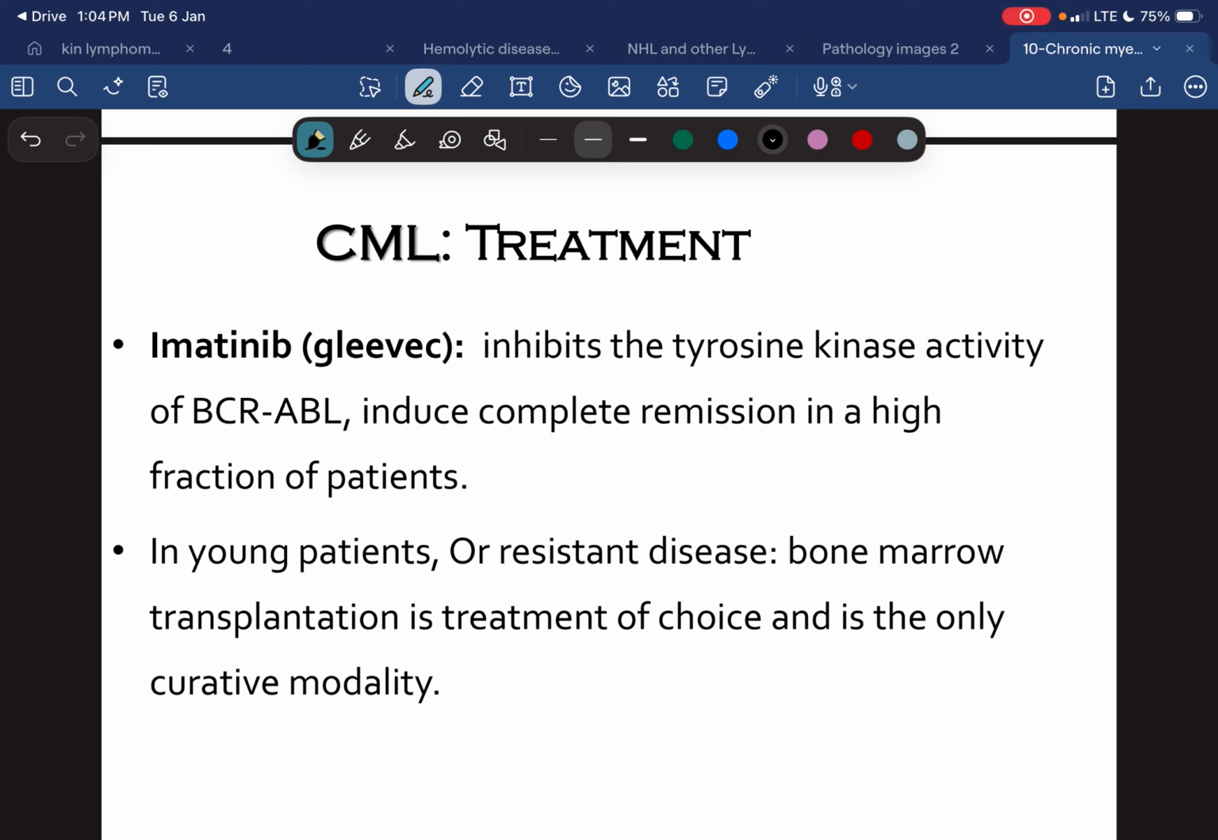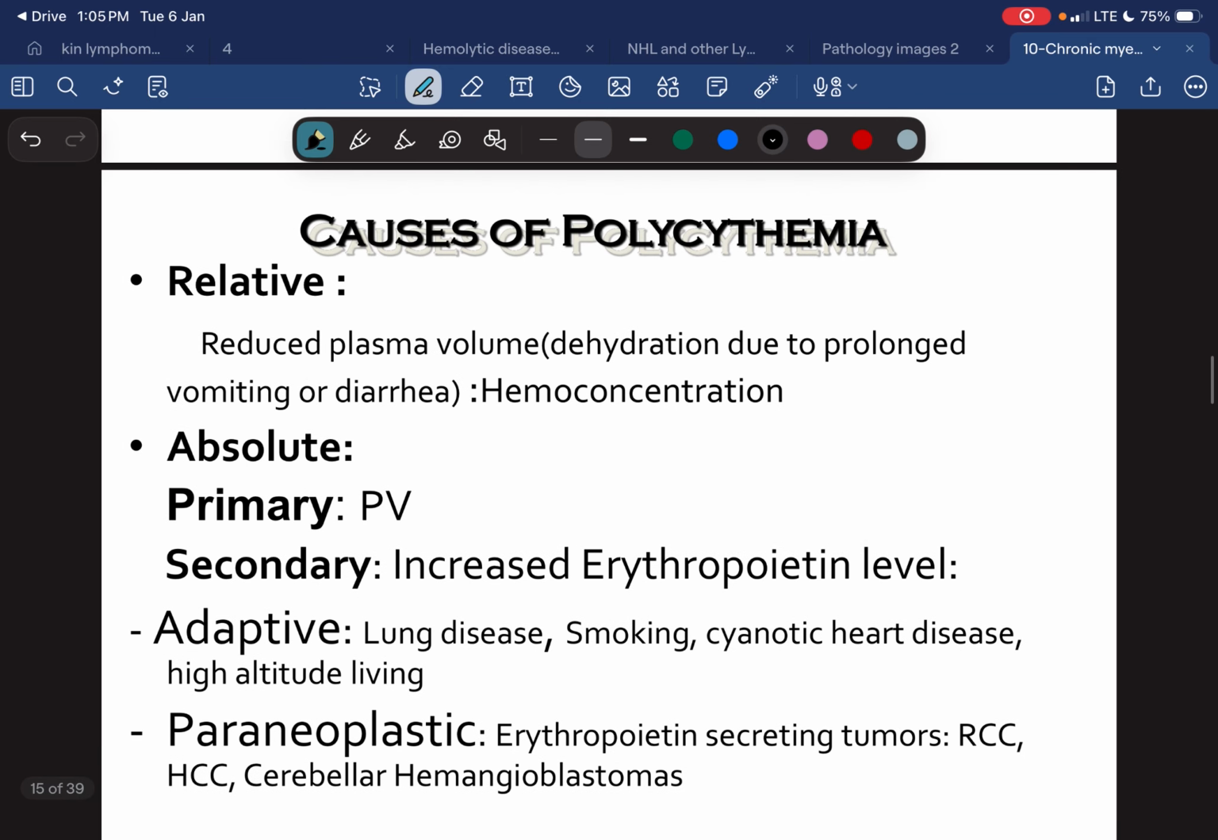Okay, now polycythemia, malignant or not malignant, means an increase in the number of RBCs. This increase could be a relative increase due to hemoconcentration in patients with dehydration due to vomiting and diarrhea for a prolonged time, or an absolute, true increase in the red blood cell count.